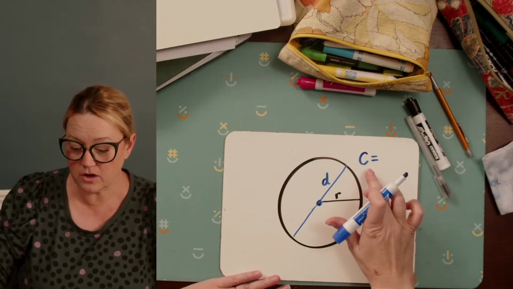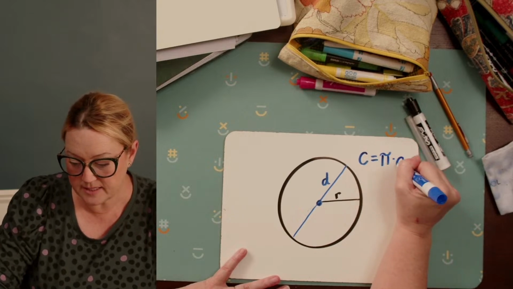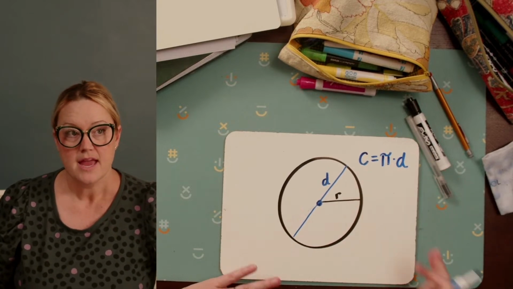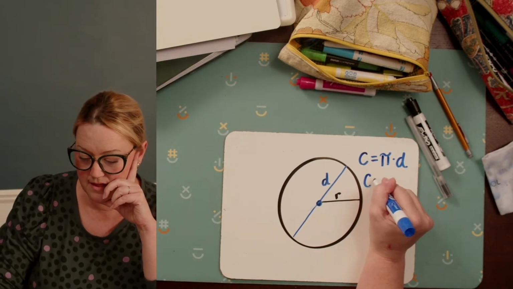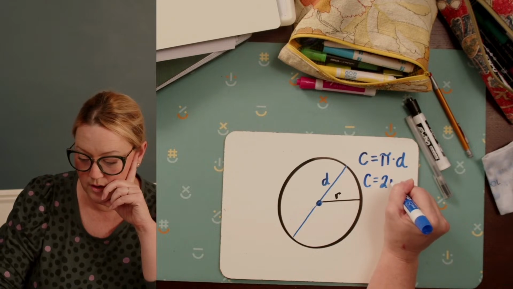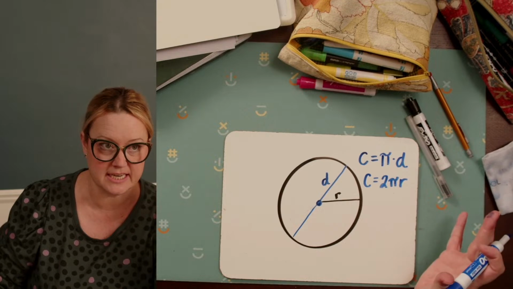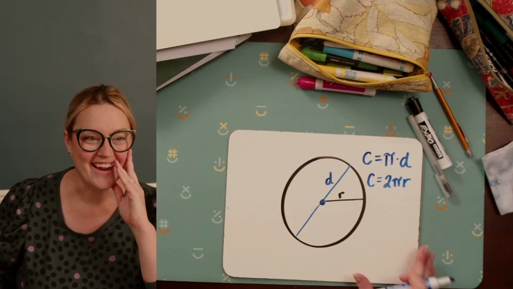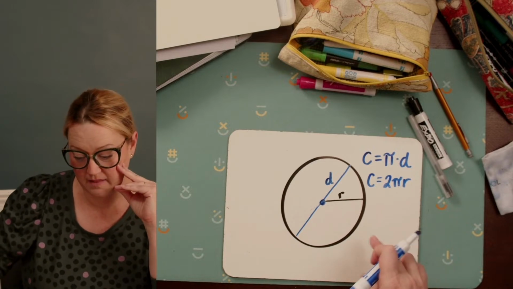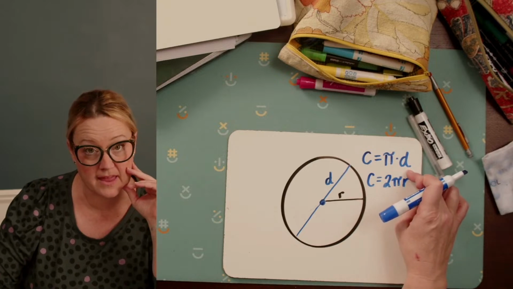Okay, so the circumference is pi times the diameter. Now since the diameter is 2 times the radius, you can also say that the circumference is 2 pi r, because 2 times r is just the diameter. Okay, so if you're given, hi Henry, if you're given the radius, you can plug that in. If you're given the diameter, you can plug that in.